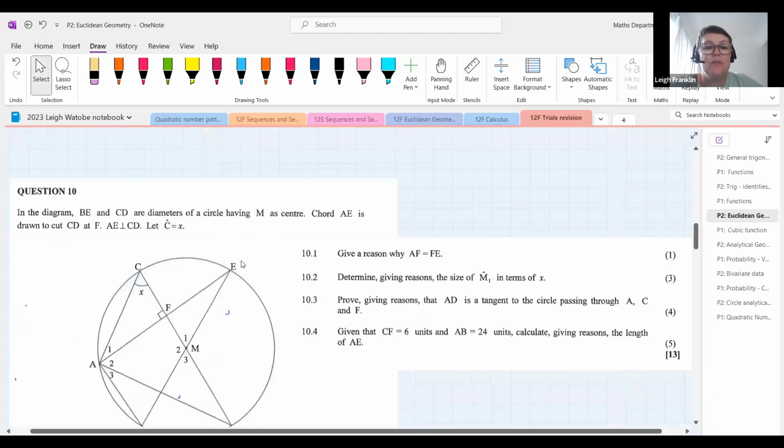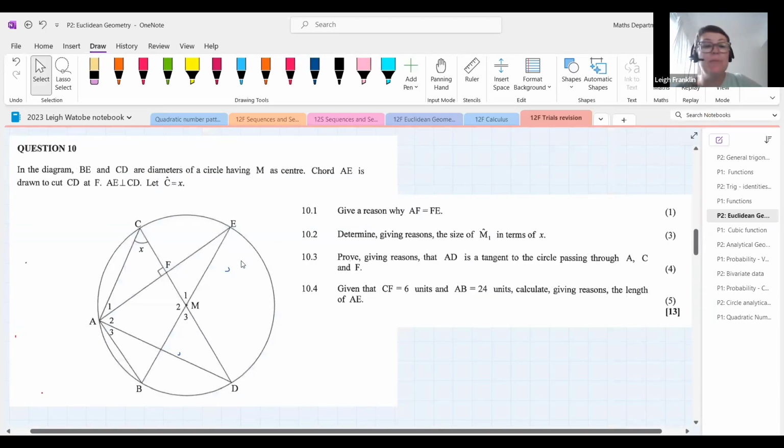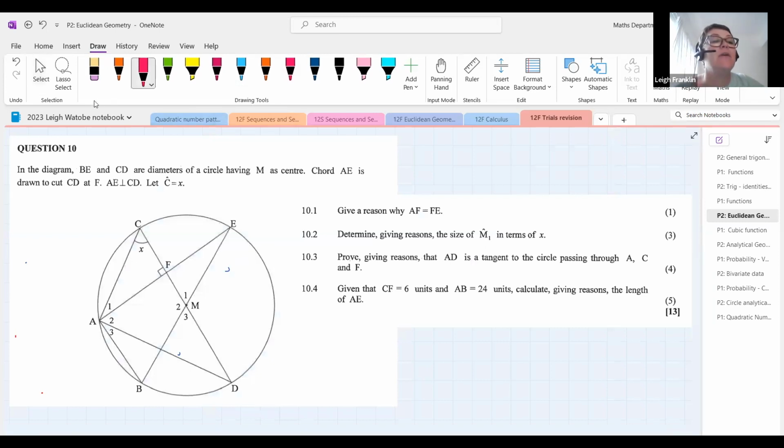Cool. Okay, let's go on to the next one. All right, so there's quite a bit more going on in this particular diagram than in the previous one.